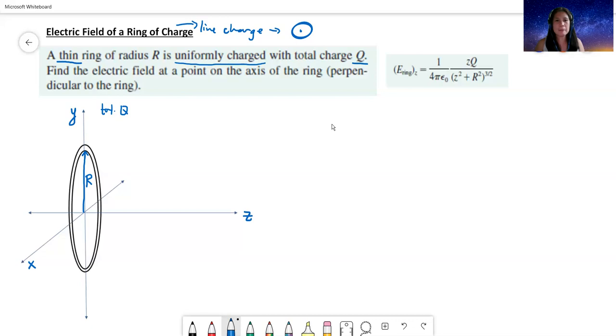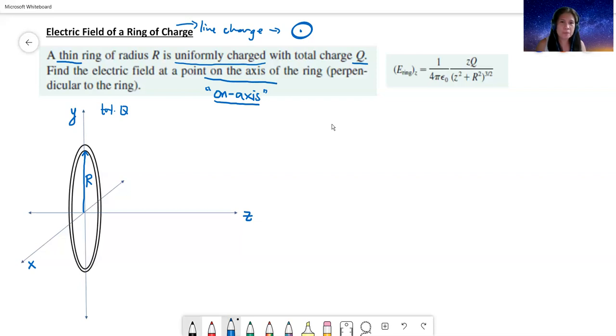After establishing your coordinates, we are to determine the electric field at a point on the axis of the ring. So this is another idealization. We are only focusing on electric field calculation that is called on axis. When we say on axis for a ring, due to its symmetry, the axis is a line that cuts through the center.